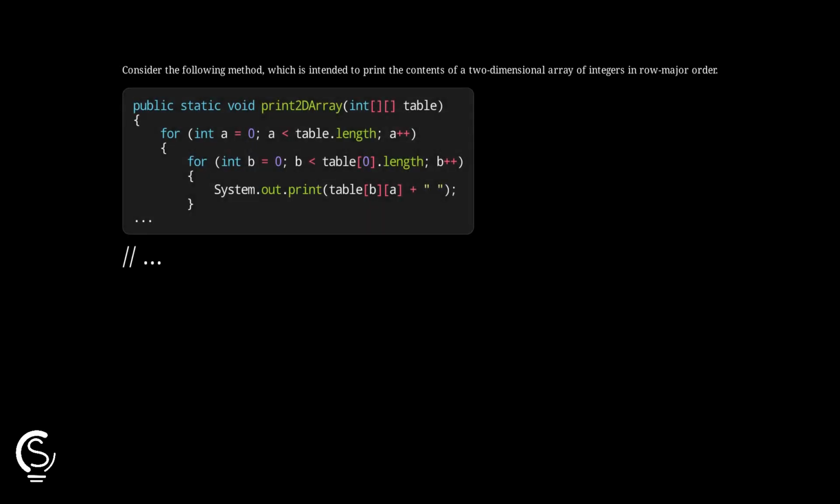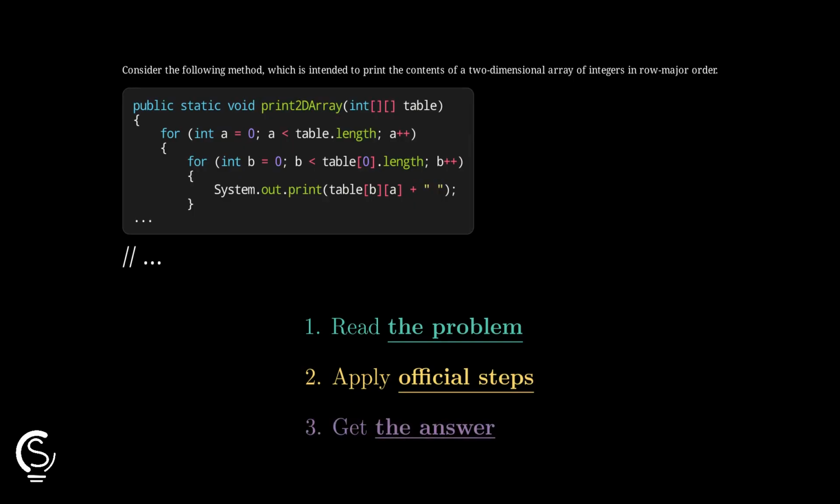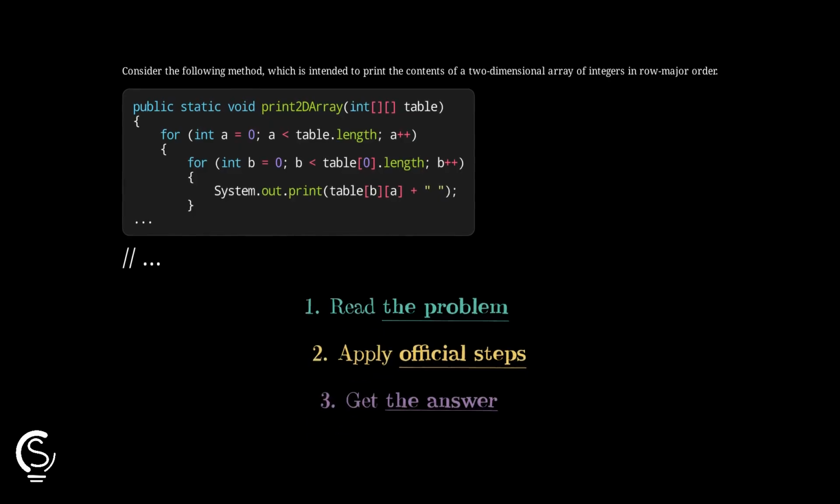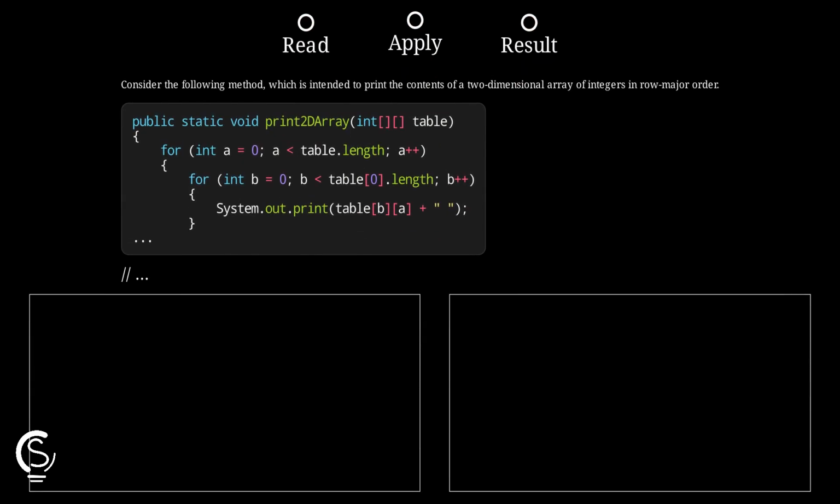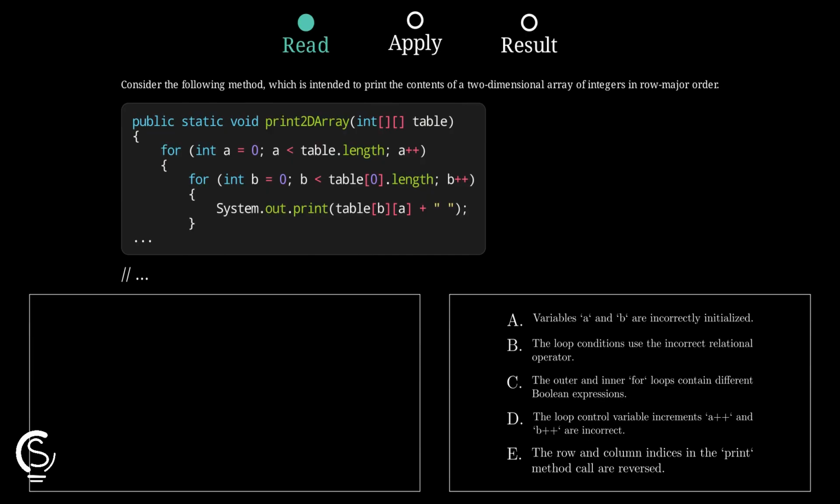Two-dimensional arrays in Java can be tricky when printing row major order. Let's quickly find why this specific code throws an error and fix it. The outer loop uses variable a to iterate through the rows, while the inner loop uses b for columns. This structure is standard for visiting every single element in the table.